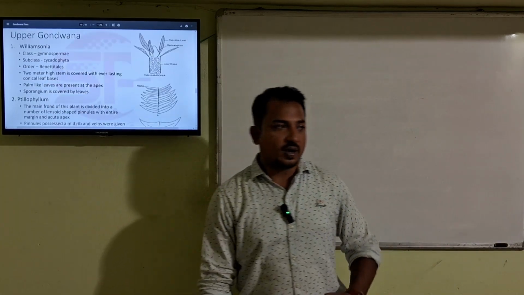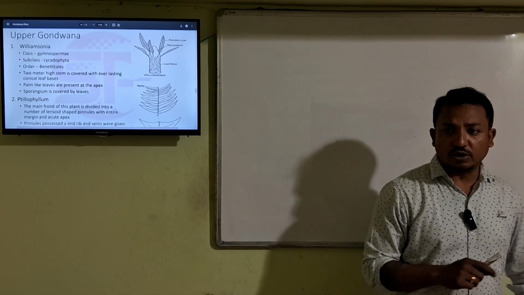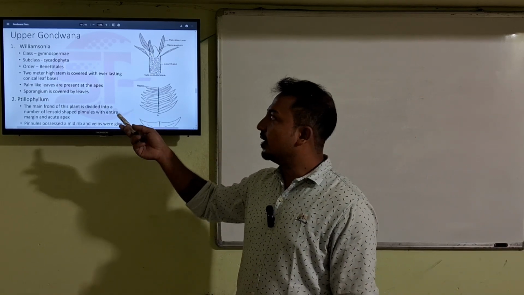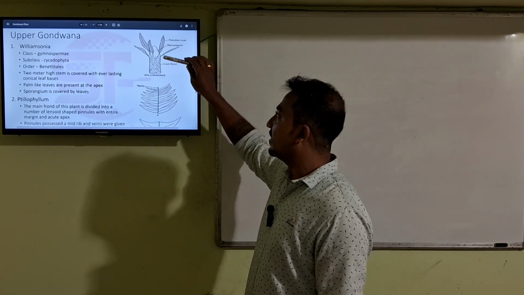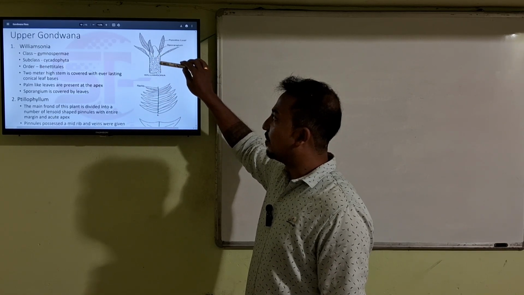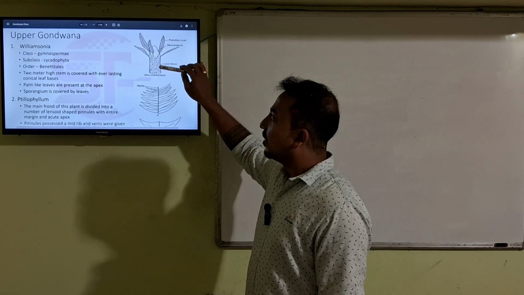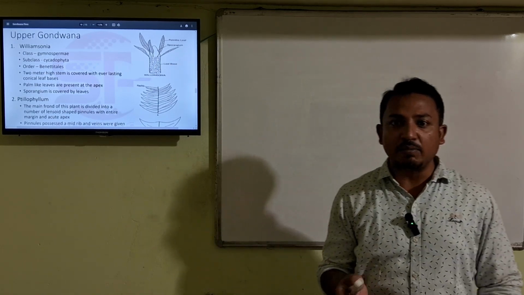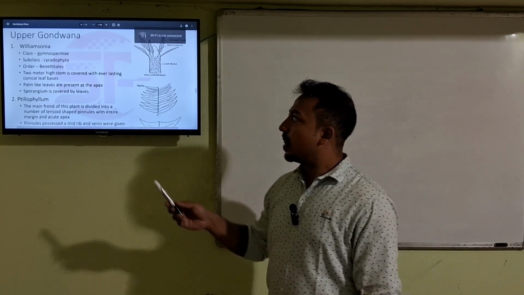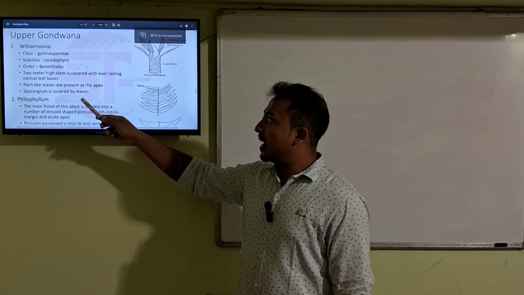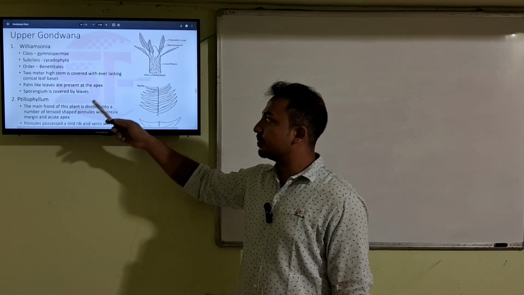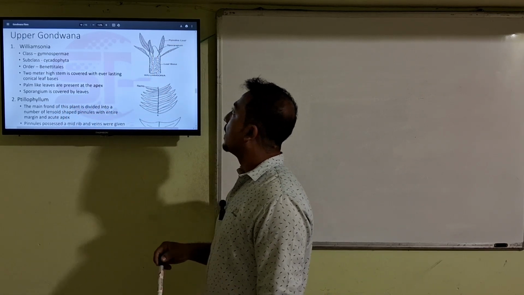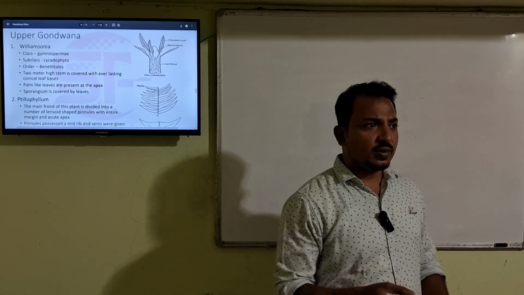So then comes upper Gondwana. The upper Gondwana characteristic fossil is your Ptilophyllum. Also Williamsonia belongs to upper Gondwana. It has a 2-meter high stem covered with conical leaf bases, like a palm tree. Palm-like leaves are present at the apex, and the sporangium is covered by leaves. It looks like a palm tree.